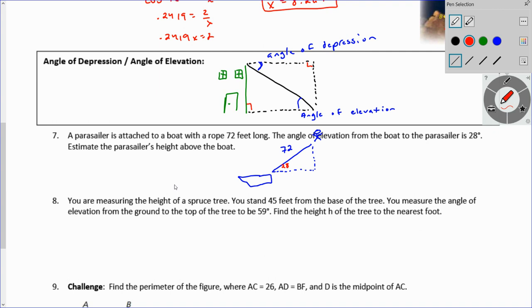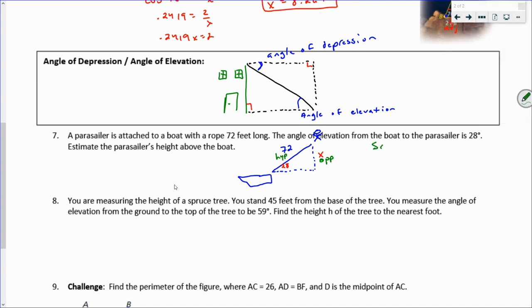Estimate the parasailer's height above the boat. So that's our setup from all that, which is really the real challenge for you here. This is the side opposite of 28, and this is still the hypotenuse. So we go sine of 28 equals x over 72. If I get sine of 28 and then multiply it by 72, looks like I'm going to get something like 33.8 feet high in the air from the deck of the boat.